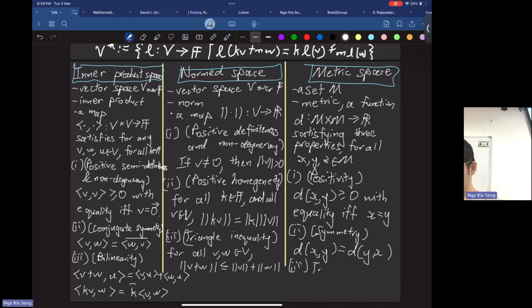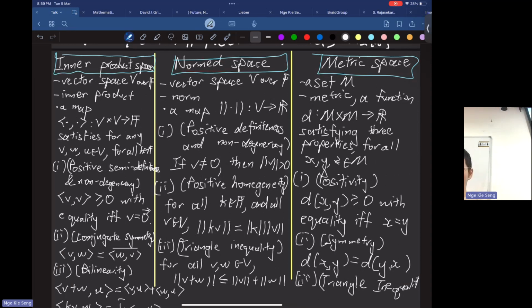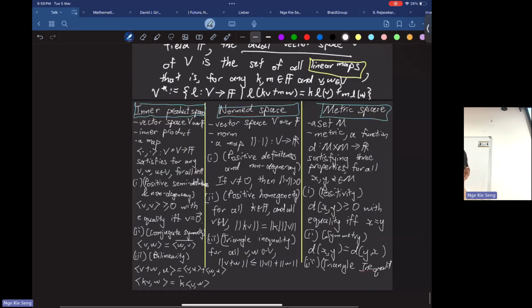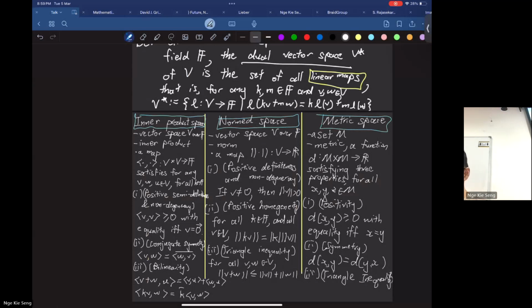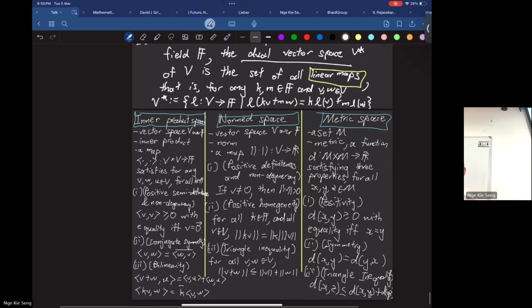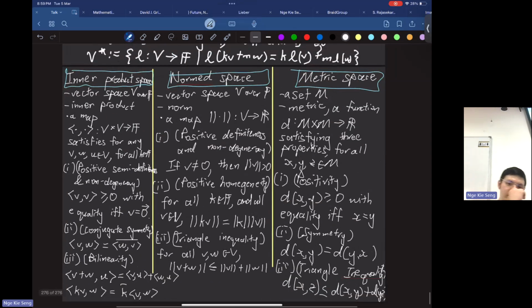Third, similarly, it satisfies the triangle inequality. Okay, triangle inequality. So dxz is less than or equal to dxy plus dyz. Okay, so these are the three definitions you need before we go into Hilbert space.